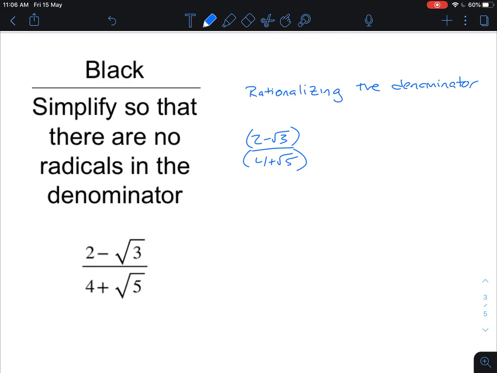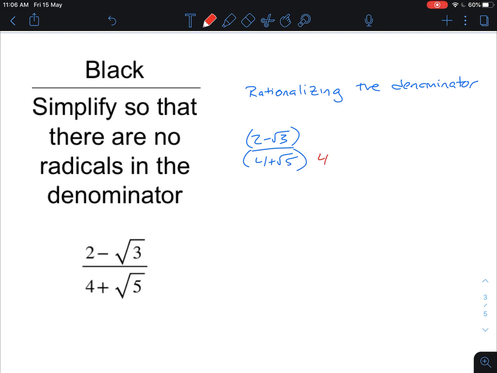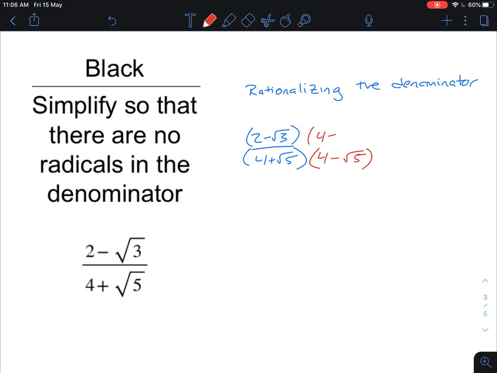So in this one, I'm going to take whatever is in the denominator, in this case the 4 and the root 5, and that's what I'm going to use, except instead of making it a plus, I'm going to do the opposite sign. So I'm going to make that a minus. I'm going to multiply the bottom by 4 minus the square root of 5, which means I've got to multiply the top by 4 minus the square root of 5.